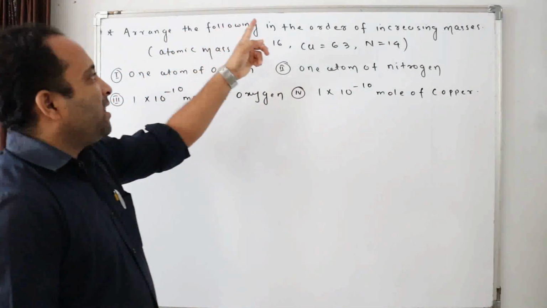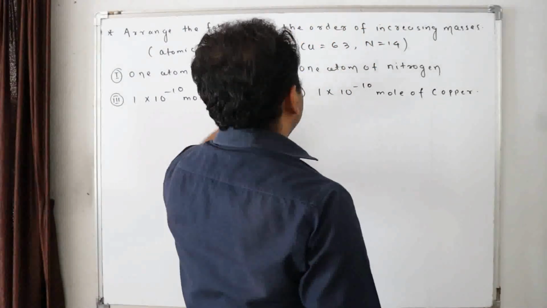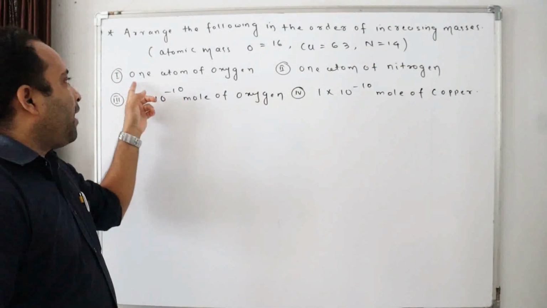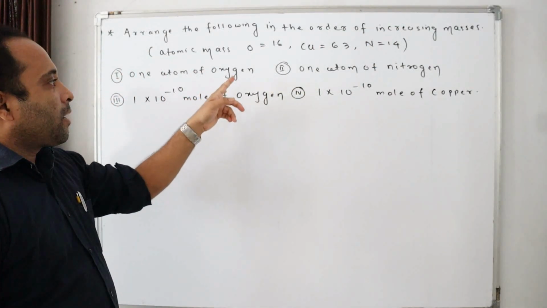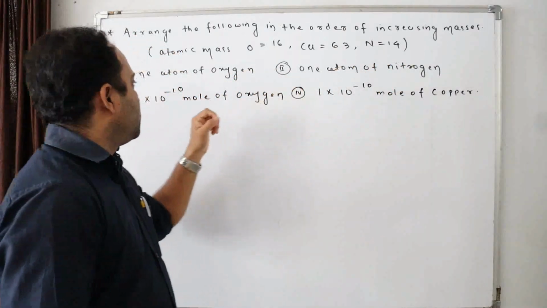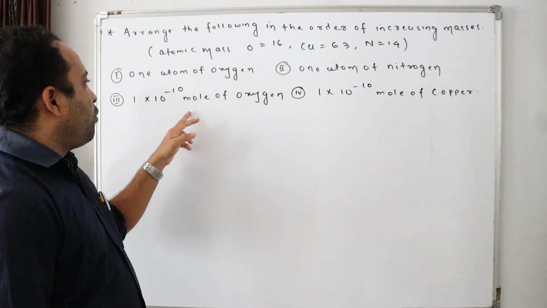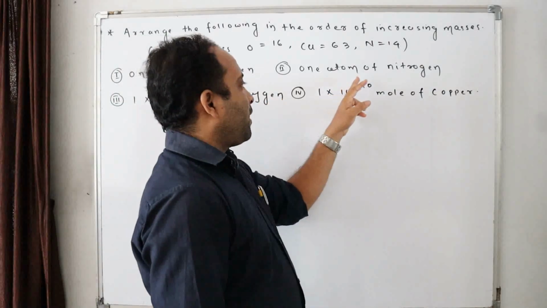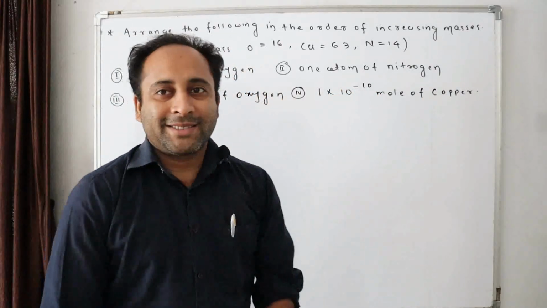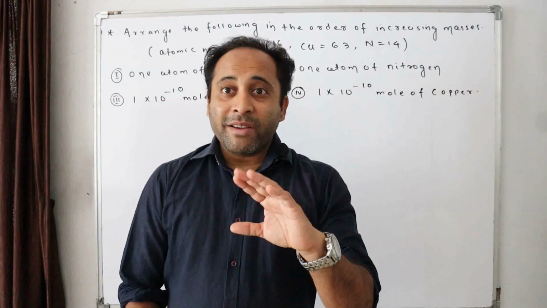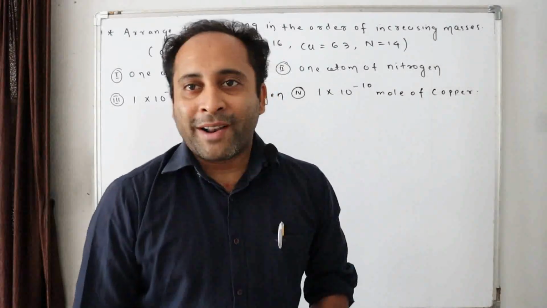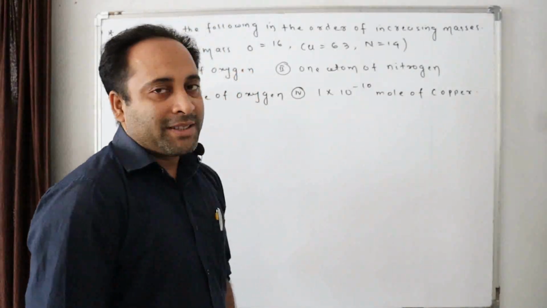Arrange the following in the order of increasing masses: 1 atom of oxygen, 1 atom of nitrogen, 1 in 10 to the minus 10 mole of oxygen, 1 in 10 to the minus 10 mole of copper. Okay. Now we have to arrange this in the increasing order of masses.